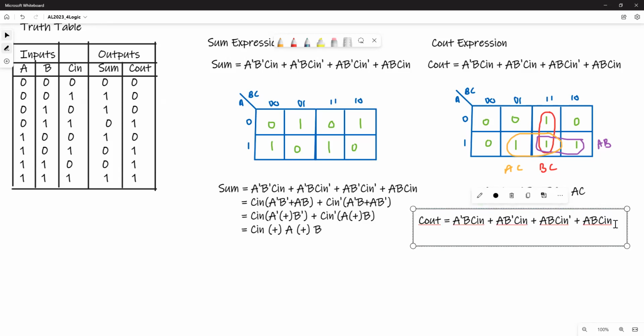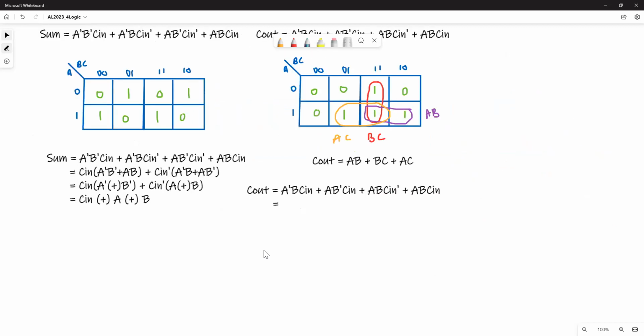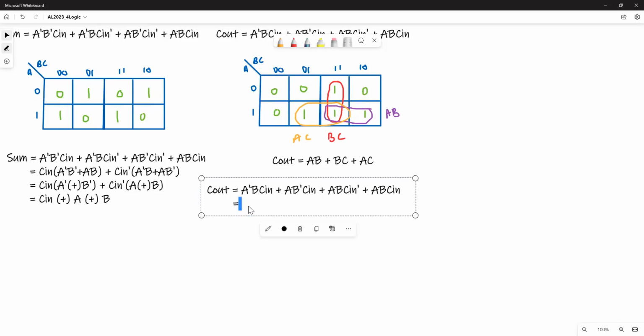Right. So if I'm going to do this, what will happen? I'll have to take two terms at a time. So I will take this one, ABC in, with each term. So I'm going to take this term with all the others. Simply, that is exactly what we did in Karnaugh maps also.